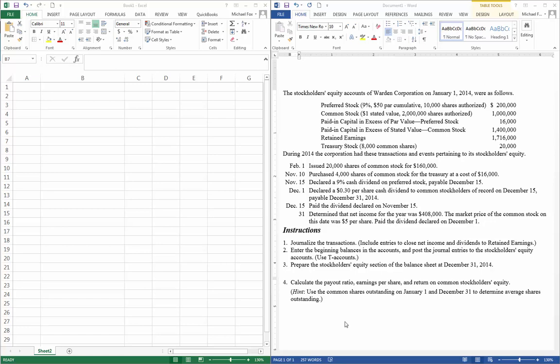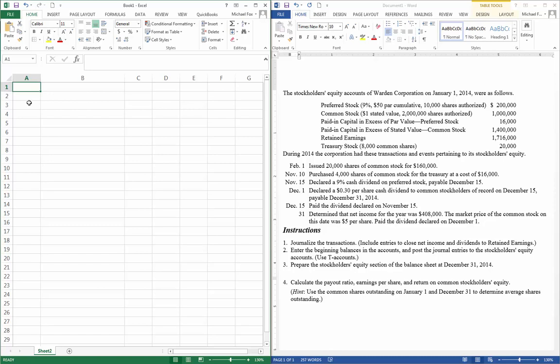This will be just like the things we did on 11-1 if you watched that one. If not, then, well, I guess you'll just have to go from there. So February 1st, issue 20,000 shares of common stock for $160,000. Let's see what we know about this. It is $1 stated value, and that's all we know. So if they issue 20,000 shares of common stock and it has $1 stated value, then we know that they did something in excess of that.